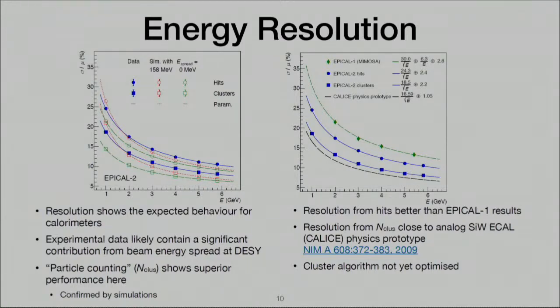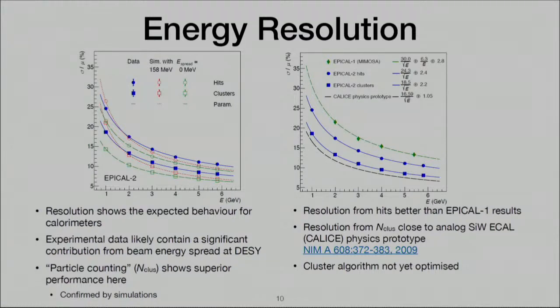On the right-hand side, we have a comparison of our results to our earlier prototype again, where the resolution was a little worse. And that was mainly due to the fact that we had like 30% of dead sensors in this older prototype. Now we have one dead sensor which is way in the back of the detector, so it doesn't really matter. And you see actually a nice improvement. In fact, the resolution for the clusters, which is the squares, is very close to the parameterization given from measurements with the CALICE physics prototype detector.